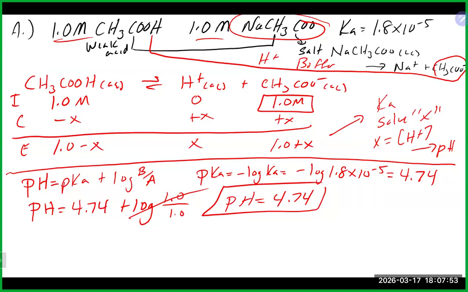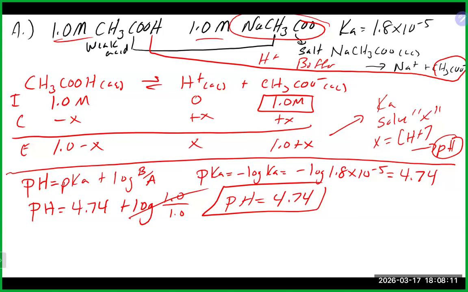Any questions? Obviously, that should be the same pH you would get if you went through the ice table route in that case. Any questions on that there? So obviously, you don't need to do both. You could just choose whichever one you want to do.